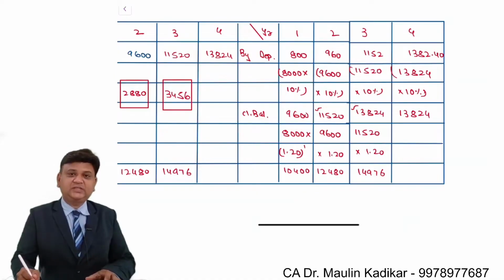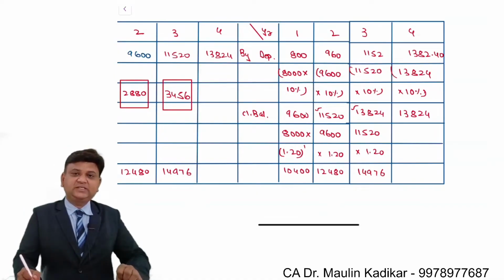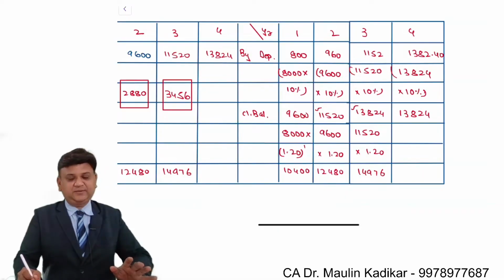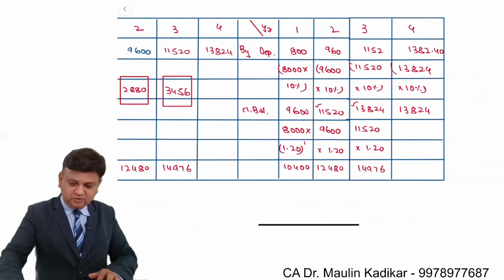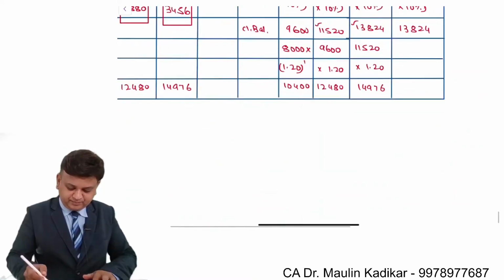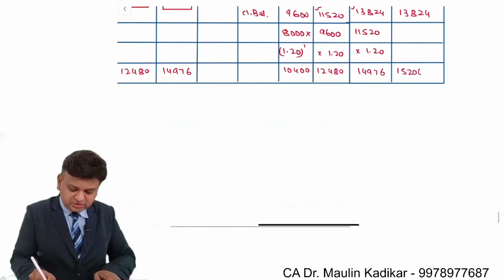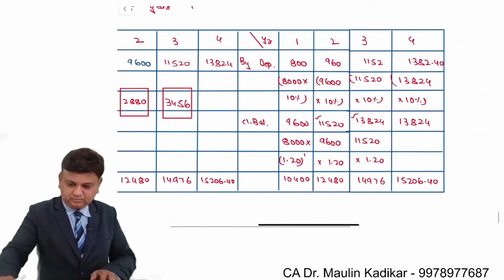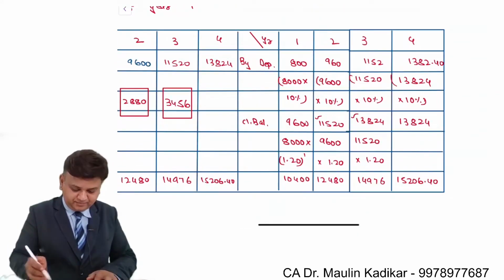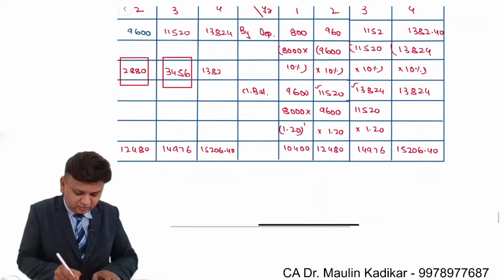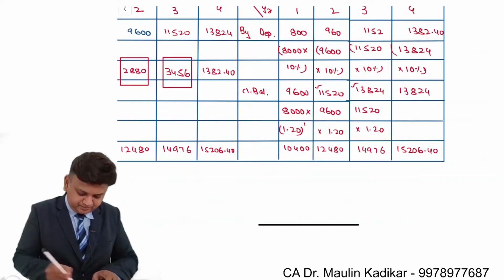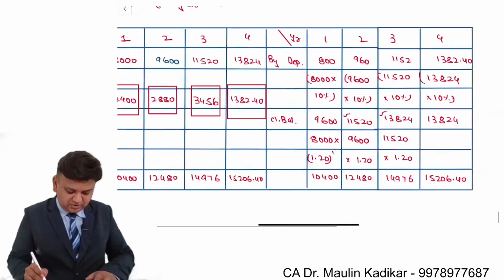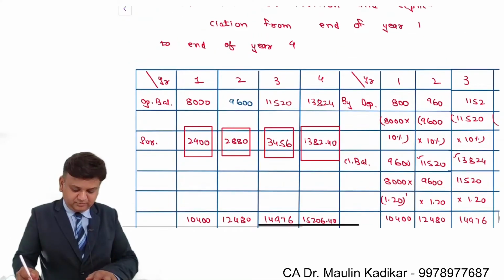Why? Because the sales of the company will become stagnant. Since the sales of the company will become stagnant, the assets of the company will also become stagnant. So 13824 plus 1382.4 is 15206.4, minus 13824 is 1382.40. This is the way we are required to make the calculation from end of year 1 to end of year 4.